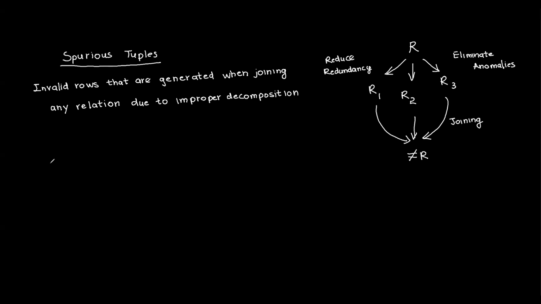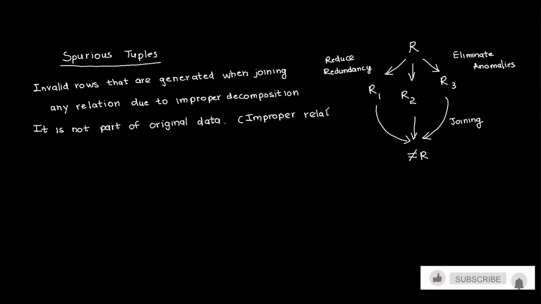And what is the property of this spurious tuple? It is not part of the original data. So this results in improper relations. What do I mean by this? The resulting relation will be improper. So what happens due to spurious tuples?